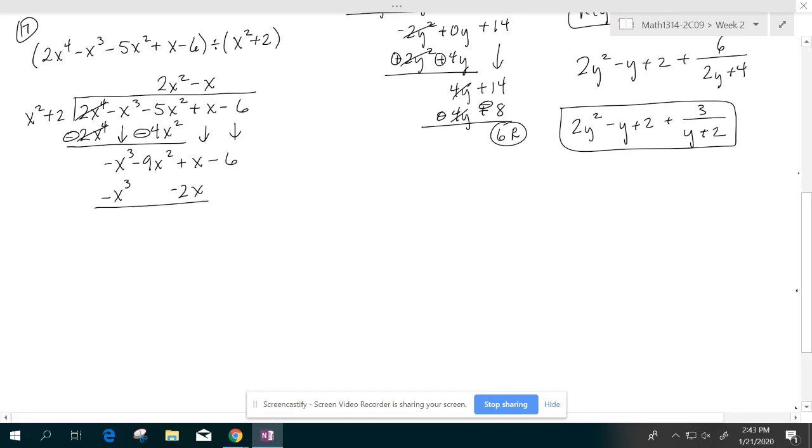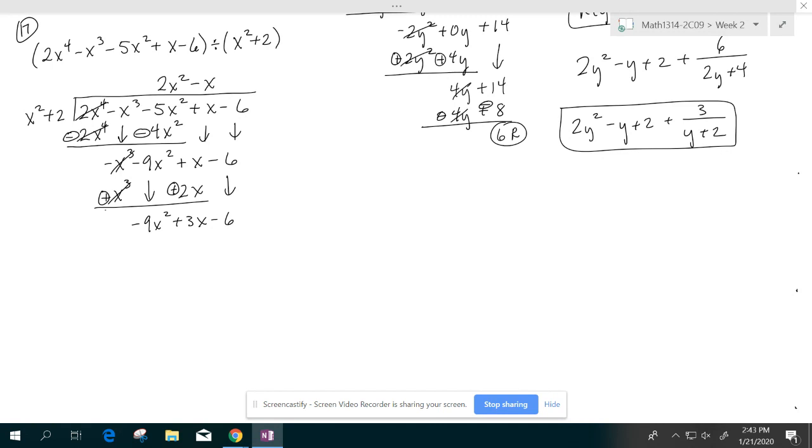Draw the line. Change the sign. Negative 9x squared falls through the gap. I've got a plus 3x, and the minus 6 falls down. These guys cancel. And if you're wondering when is this ever going to stop, this is the last time.